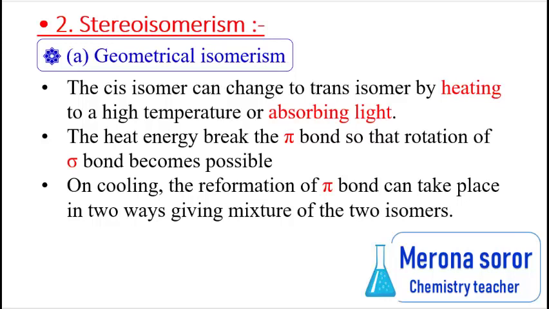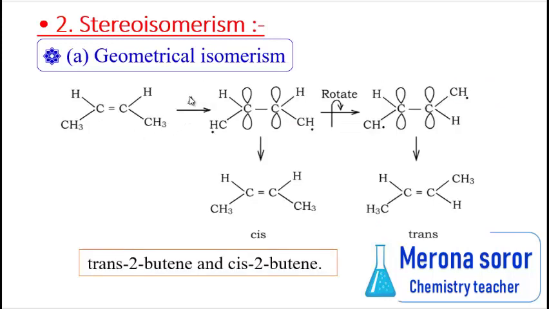The heat energy breaks the pi bond so that rotation of the sigma bond becomes possible. On cooling, the reformation of the pi bond can take place in two ways, giving a mixture of the two isomers. Heating can break the pi bond and rotation can take place. After reformation of the pi bond, we can see cis and trans isomers.